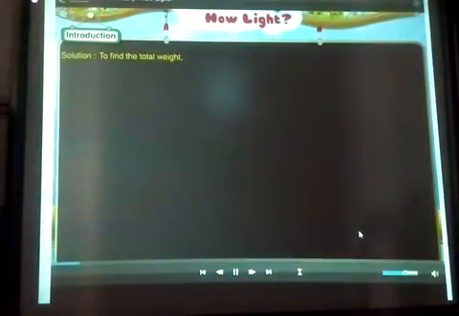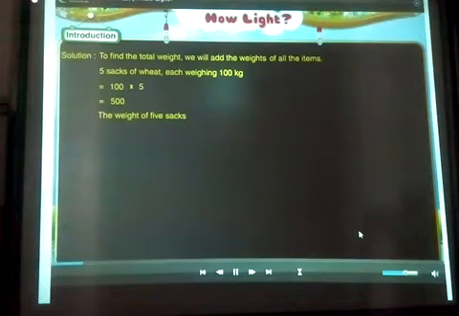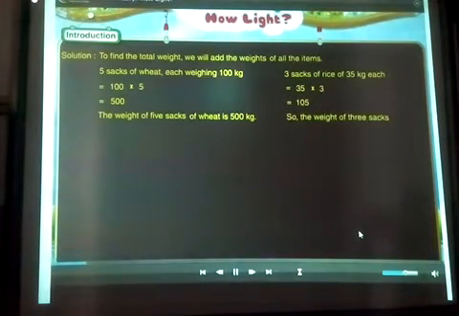To find the total weight, we will add the weights of all the items. 5 sacks of wheat each weigh 100 kg. So that is equal to 100 into 5, which is equal to 500. Hence, the weight of 5 sacks of wheat is 500 kg. 3 sacks of rice of 35 kg each is equal to 35 into 3. That is equal to 105. So the weight of 3 sacks of rice is 105 kg.